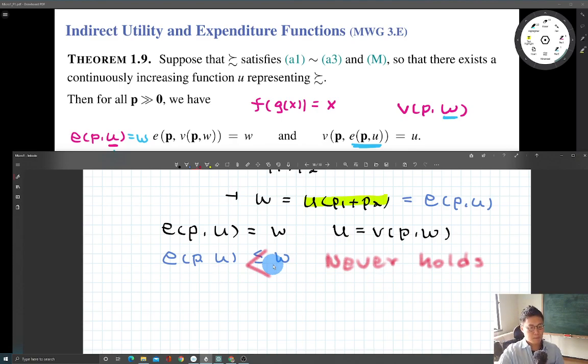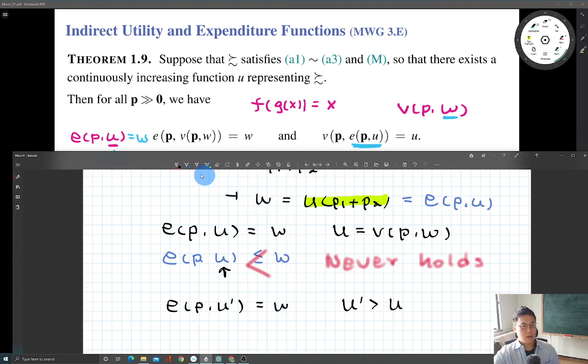That means, because the expenditure function is increasing in U, if this quantity is strictly lower than W, and we increase the target utility U slightly, say from U to U prime, then we are going to get the same value as W. So we increase U prime to the extent that this function E gives us the same value as W. So here U prime is higher than U.